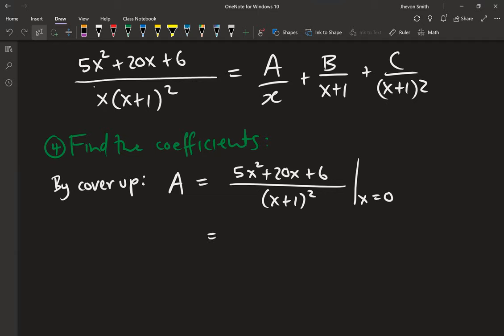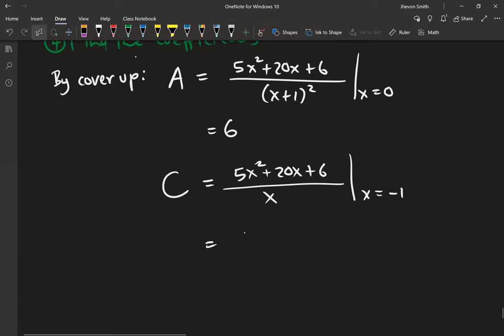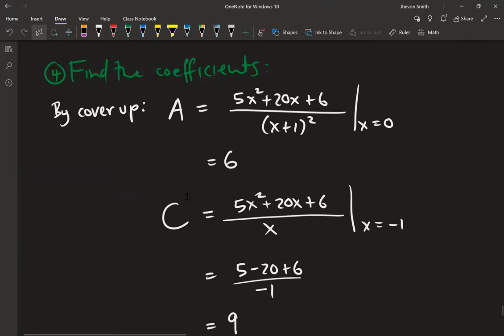Now, again, of course, you would do this by covering up with your finger, but it's hard for me to show you that online, so I'm going to write it out. So you plug in x equals 0, and you would get 6. That's your A. You could also find the C. The C is going to be the guy that when you get 5x squared plus 20x plus 6 over x, and you're going to plug in x equals minus 1. And that is going to be 5 minus 20 plus 6 over minus 1. So that is going to be, what is that, positive 9? So that is the A and the C.